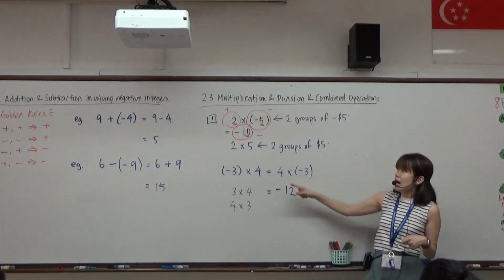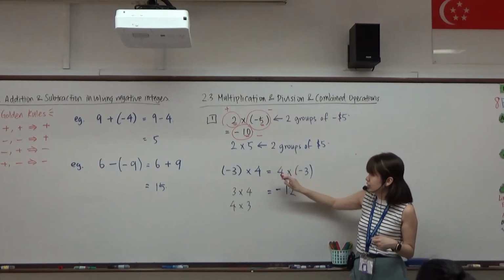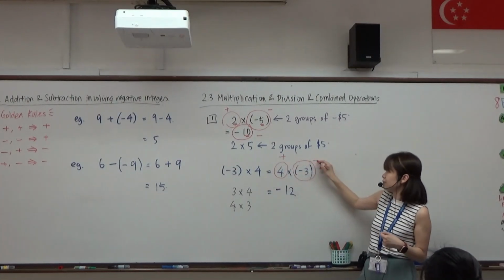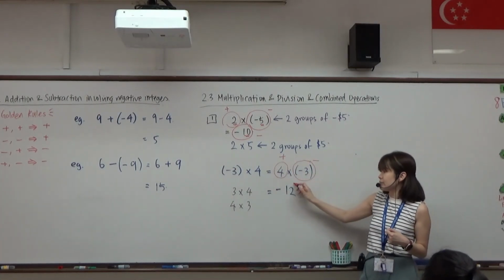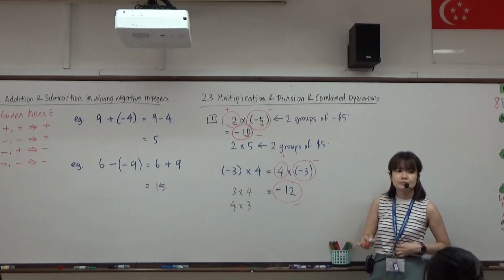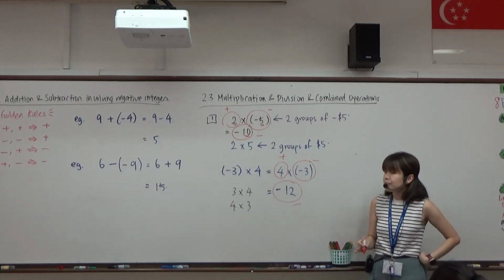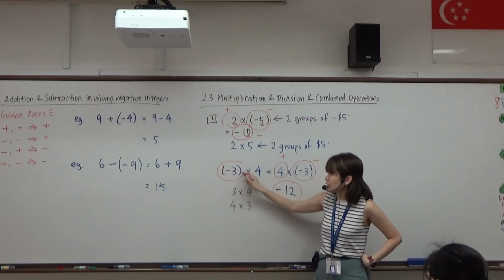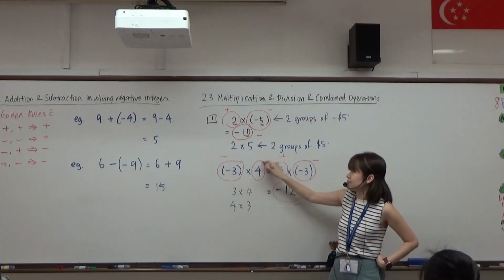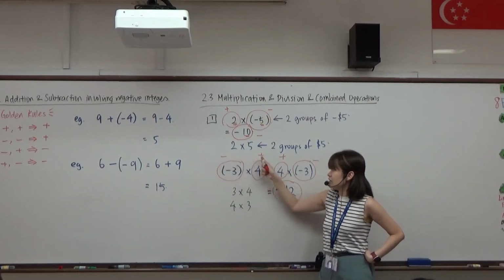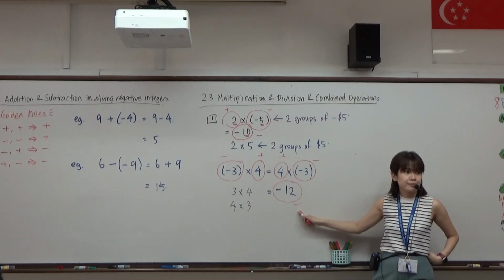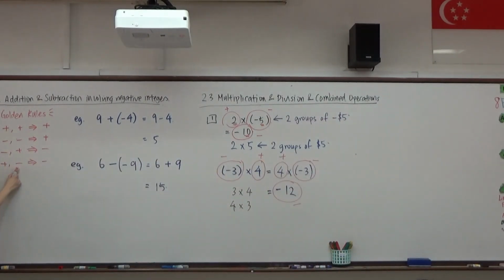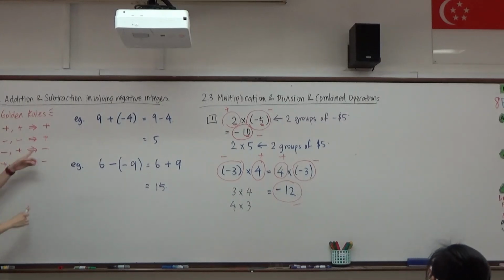How is it consistent? We see that this one is positive, this one is negative. Positive, negative gives us negative. Even for this one, this is negative and this is positive. Negative, positive, eventually still negative. That's why negative, positive or positive, negative, no matter what, it will be negative.